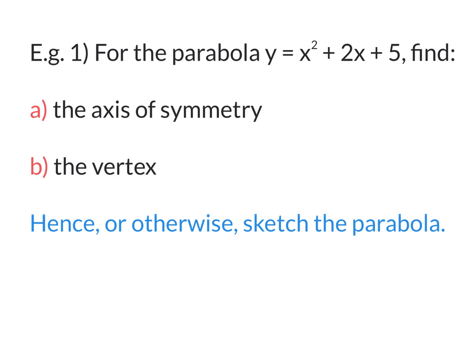So let's look at an example. If we had a parabola y equals x squared plus 2x plus 5, and we wanted to find the axis of symmetry first, then find the vertex, and finally, we're going to have a little bit of a look at how we would sketch it. And when we say hence or otherwise, we're going to use this method, even though we have in other previous videos learnt about sketching in other ways.